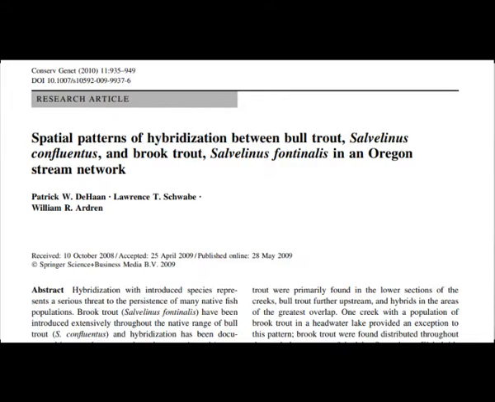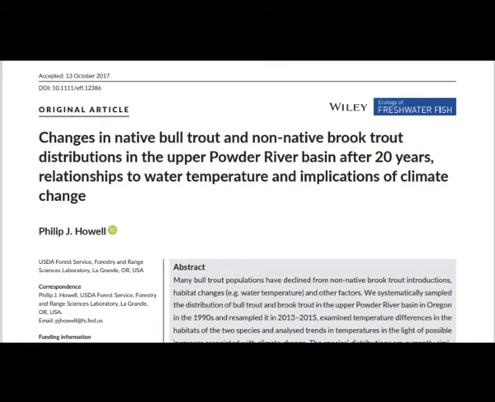Bull trout and brook trout are chosen for this video presentation as brook trout is the invasive species while bull trout is the native species. The two articles I'll be reviewing are "Spatial patterns of hybridization between bull trout and brook trout in an Oregon stream network" and "Changes in native bull trout and non-native brook trout distribution in the upper Powder River Basin after 20 years."